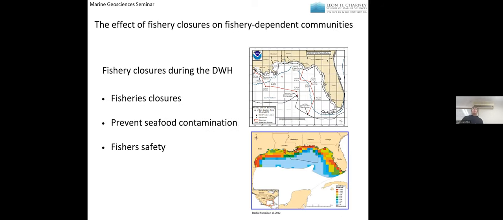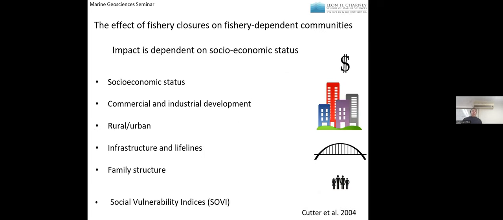But not all people are affected equally by these closures, because if we're talking about a wealthy community that has a lot of income sources, then the effect will be limited. However, some communities are of low socioeconomic status, and they are more dependent on fishing for their livelihood. And in addition, they might be poorer. And so to assess this effect, we used what we call the social vulnerability indices, which consider more than 20 different parameters, such as socioeconomic status, the commercial and industrial development, the family structures, etc. And basically, it gives a score to the level of the social vulnerability of the community.